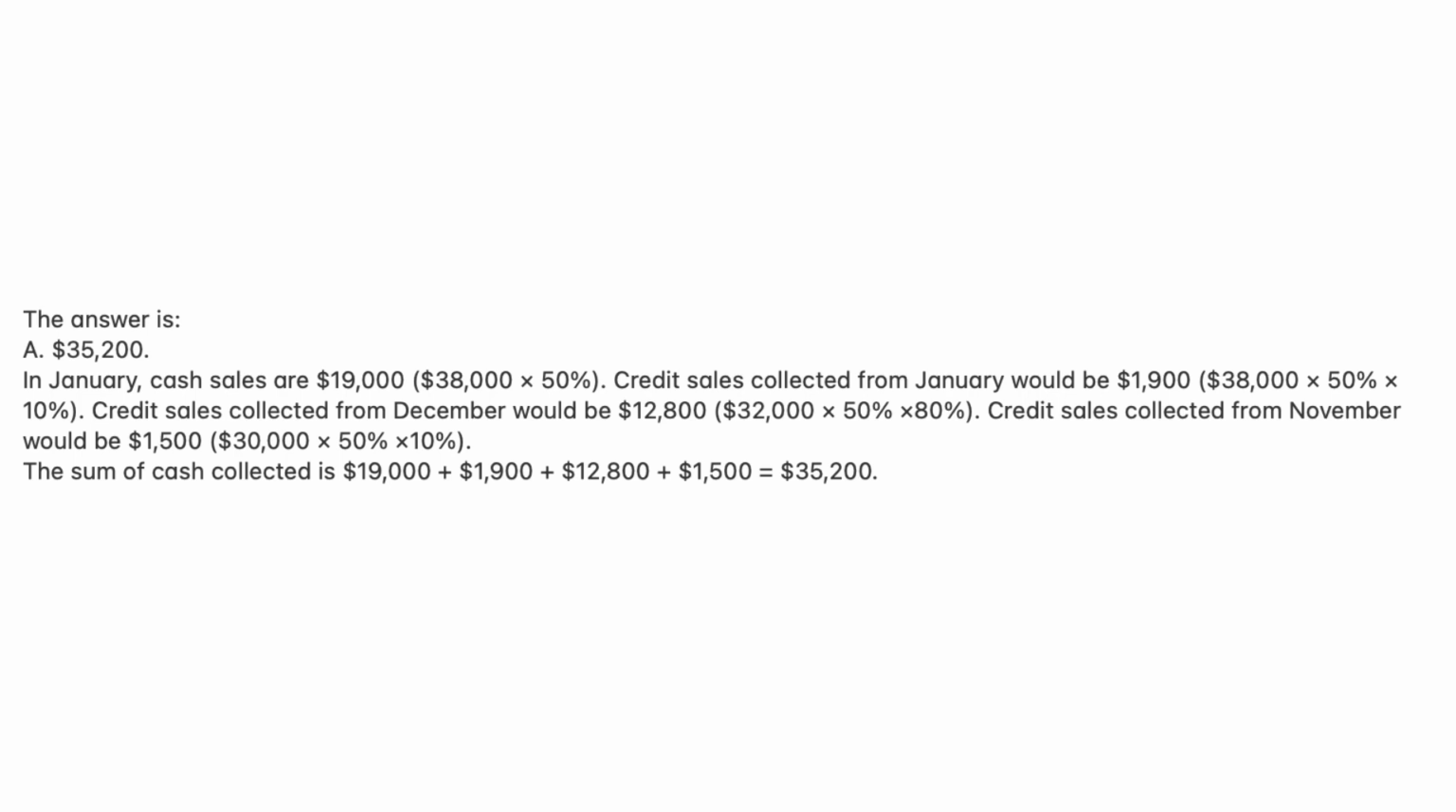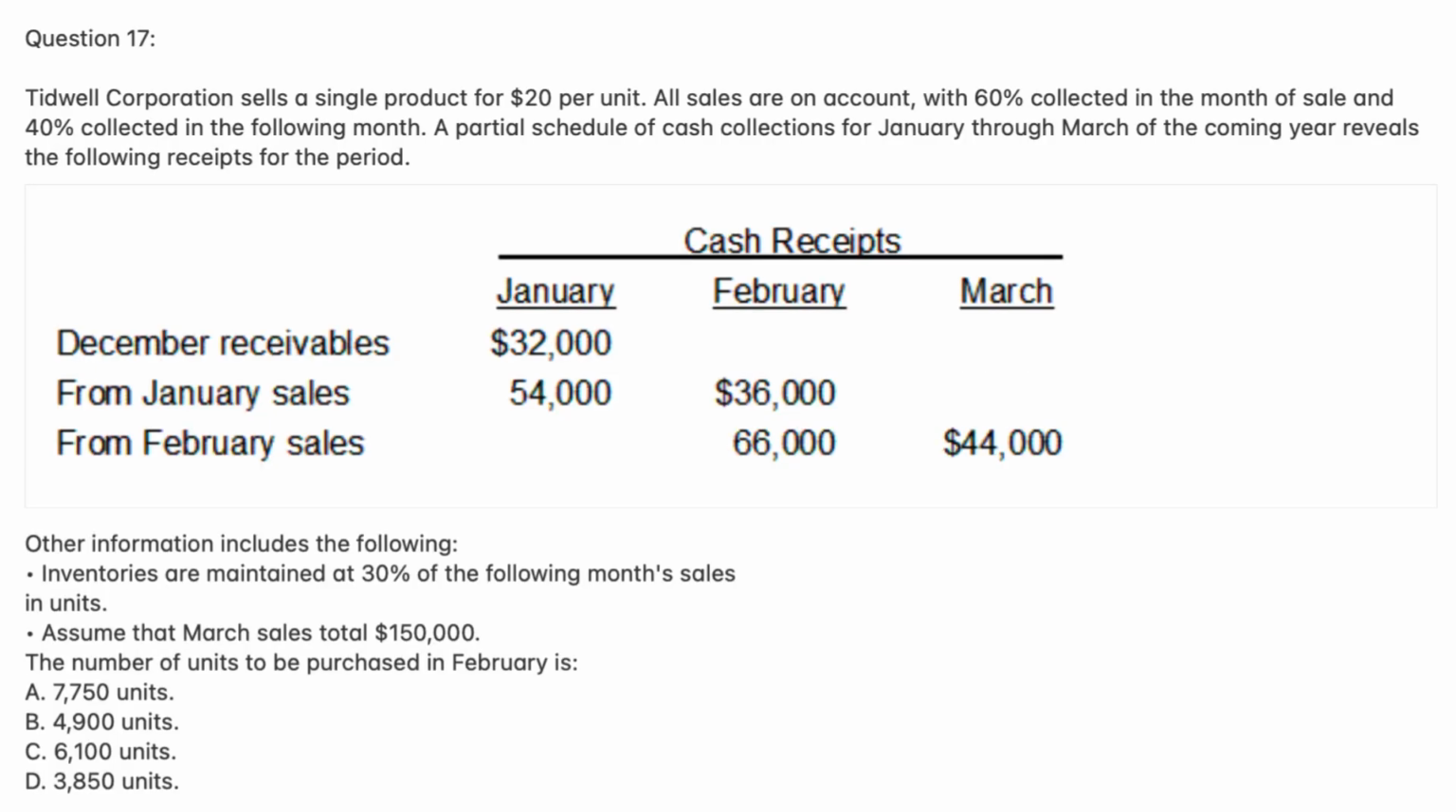Credit sales collected from December would be $12,800, $32,000 times 50% times 80%. Credit sales collected from November would be $1,500, $30,000 times 50% times 10%. The sum of cash collected is $19,000 plus $1,900 plus $12,800 plus $1,500 equals $35,200.